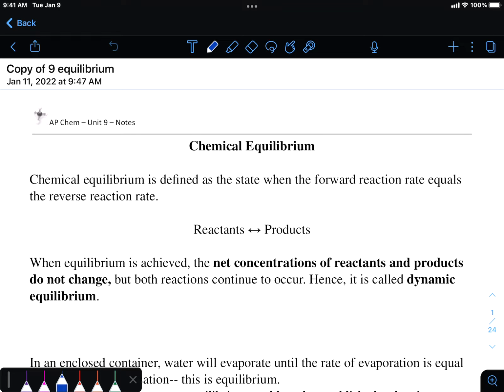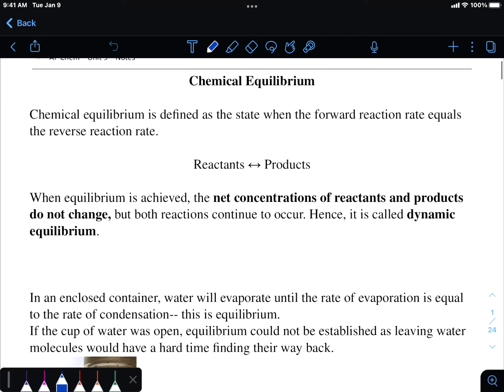Okay, chemical equilibrium. This is a cornerstone topic. This is something that we need to get a firm grasp on because it is used in every unit moving forward for the rest of the year. So, let's start off with a definition.